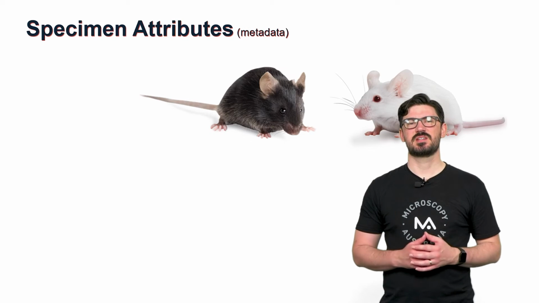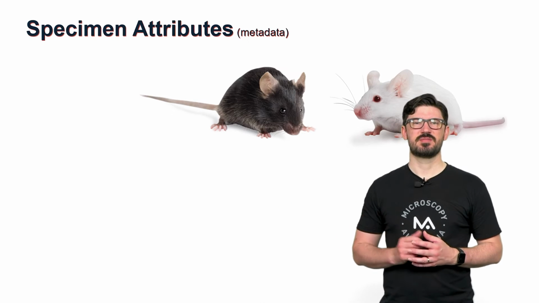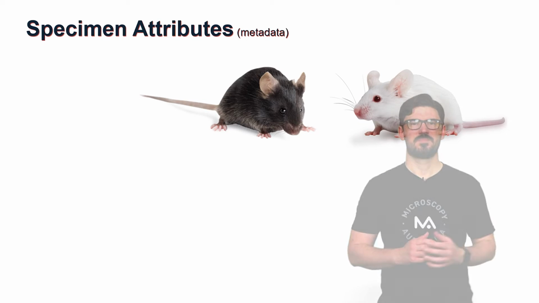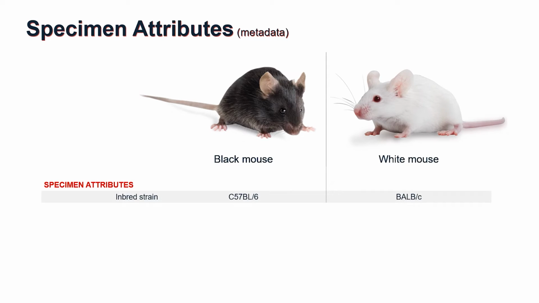Let us next consider these two laboratory mice. How do I know that the mouse on the left is different from the mouse on the right? I hope this only took you a moment, but we can tell the mice apart because of their fur color. Scientifically, we may call this the mouse inbred or genetic strain. In this case, the black mouse is C57 black 6, and the white mouse is BALB/c.